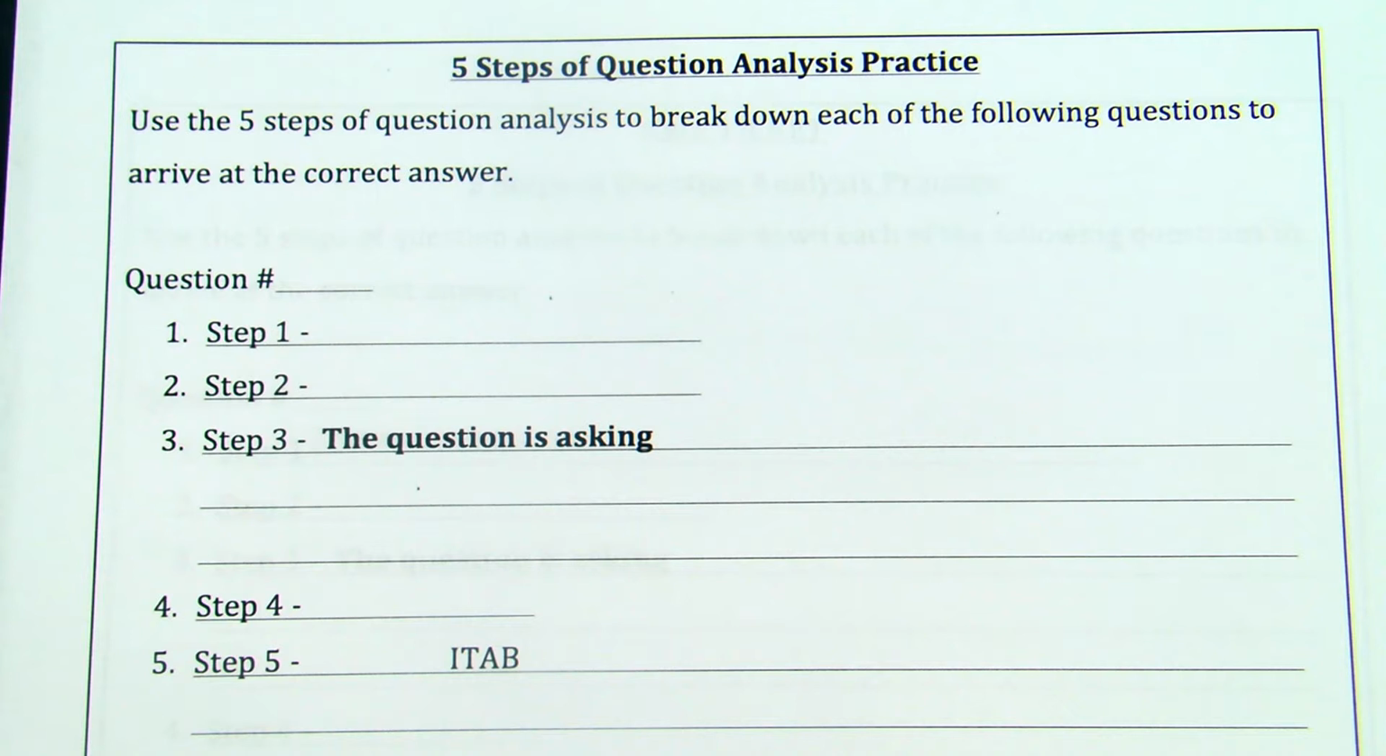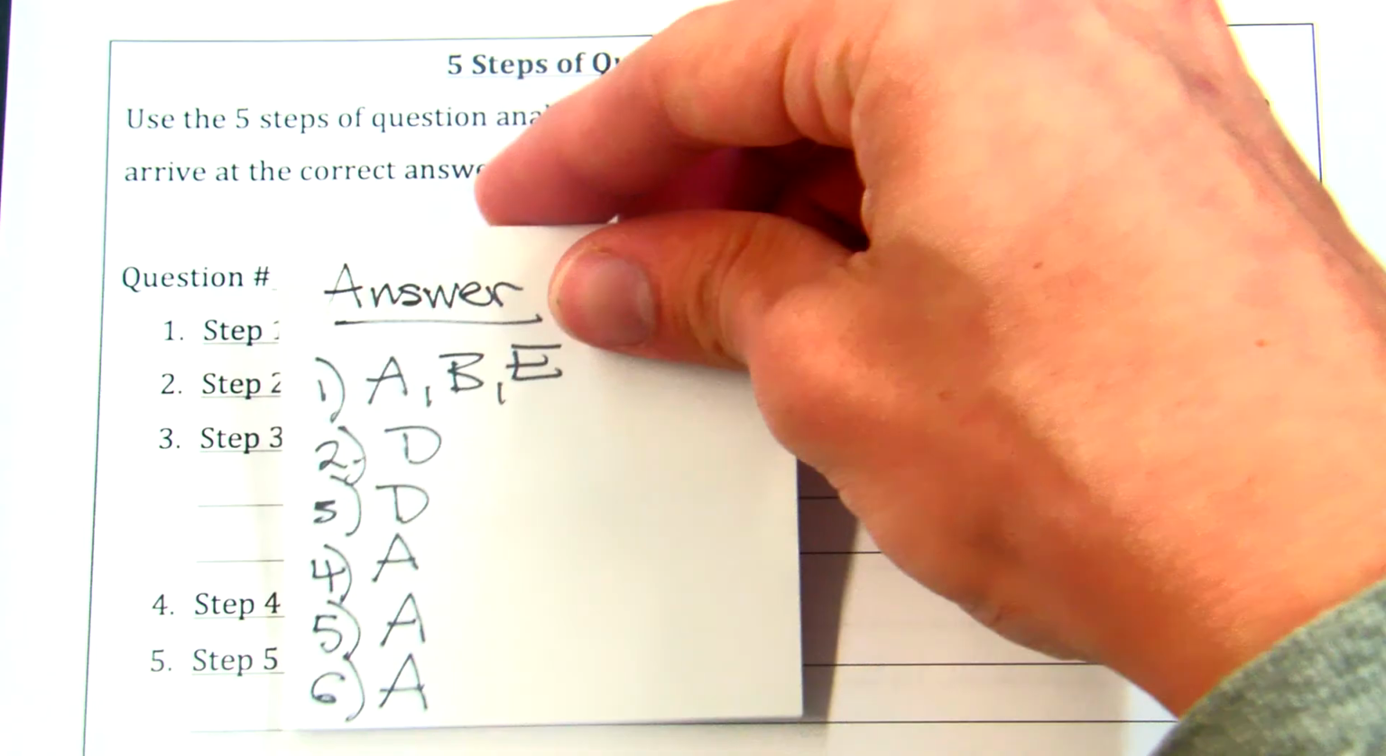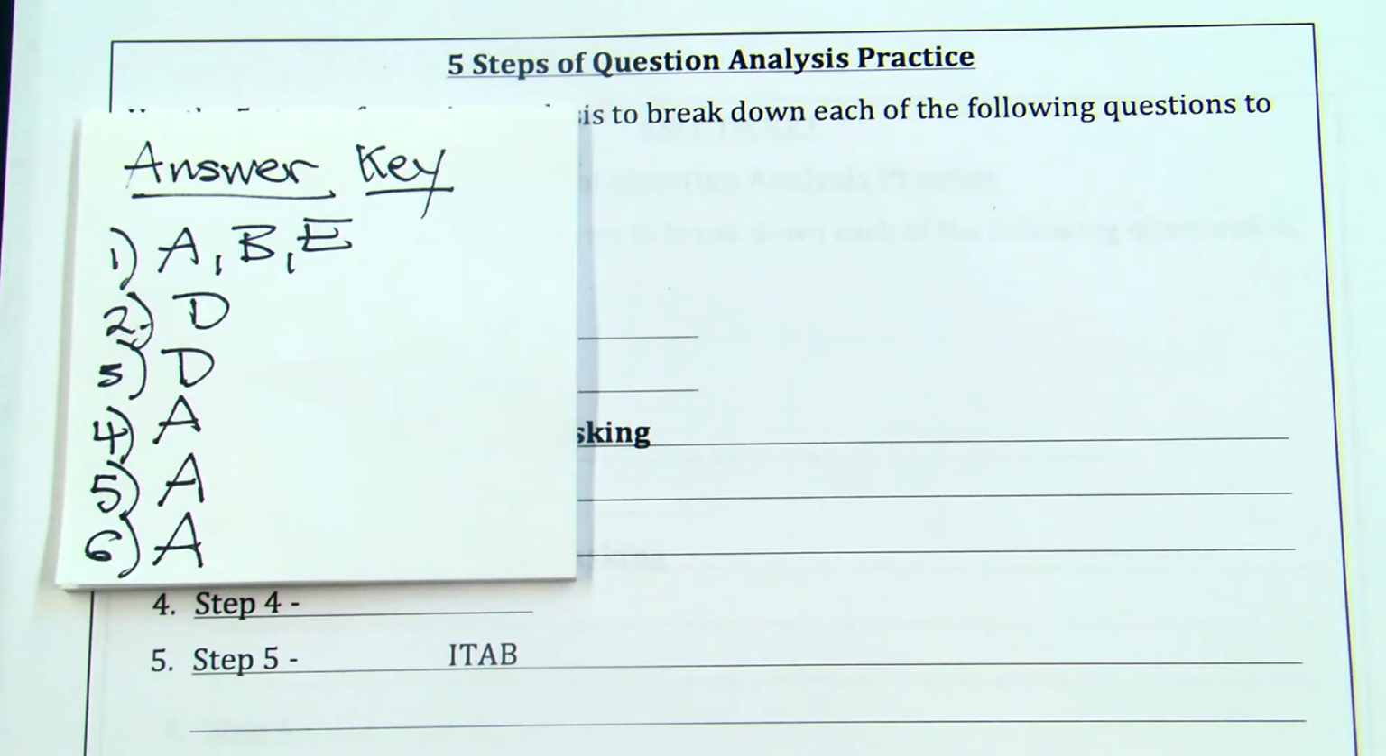10 minutes is going on the timer, working through the 5 steps of question analysis for 4 of the questions you got wrong on yesterday's checkpoint exam. And I will leave this answer key up in case you need to look back and check your answers. 10 minutes on the timer, and go.